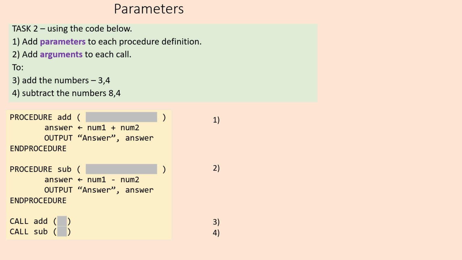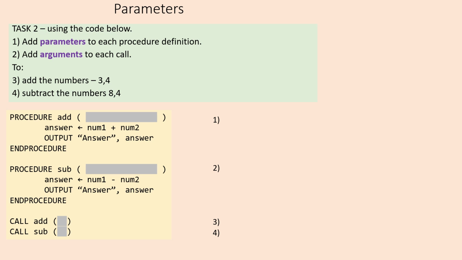Task 2, so I've got 2 partially written subprograms here, and I've got 2 partially written calls. So all I want you to do is to add parameters to each of the definitions and then add arguments to each call. So we want to add the numbers 3, 4 and subtract numbers 8, 4. So pause the video and have a go, press play. We'll work through the answers.